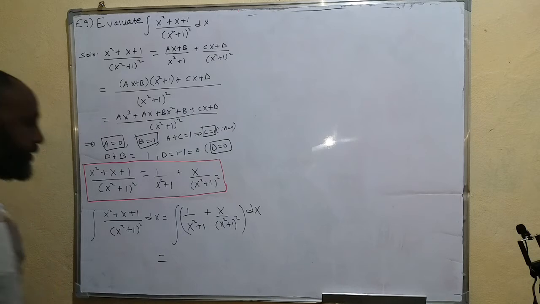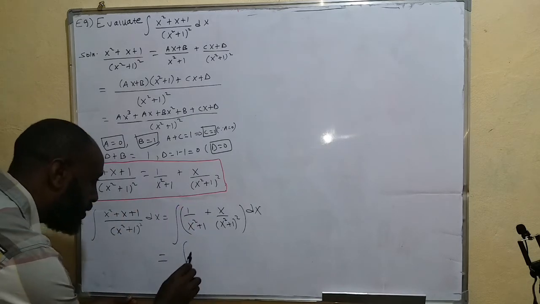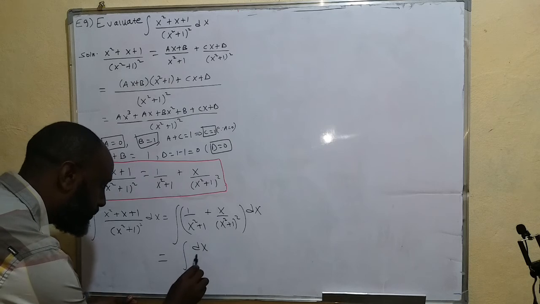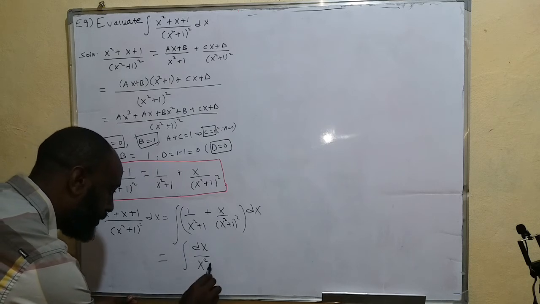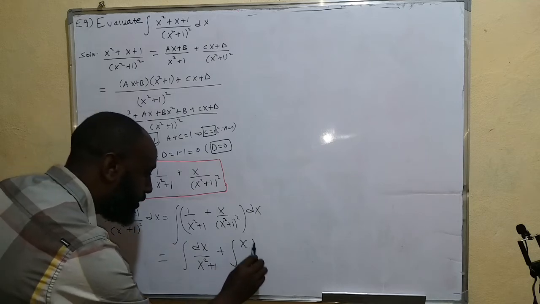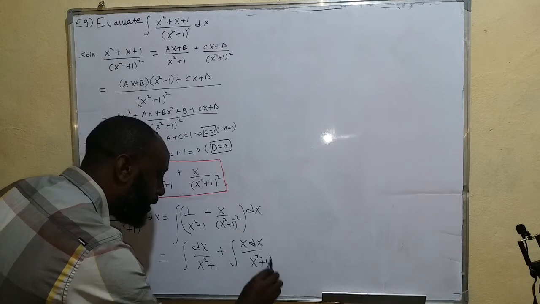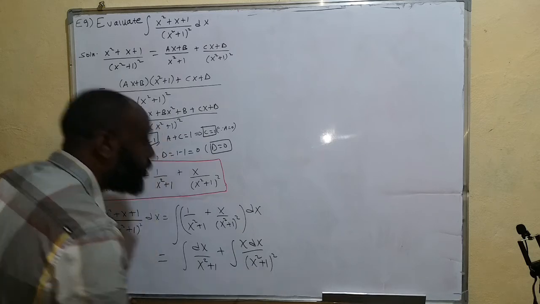So what we have is the integral of the sum is the sum of the integral. This is like this: the integral of dx over x squared plus 1, plus x dx over x squared plus 1 the whole square.